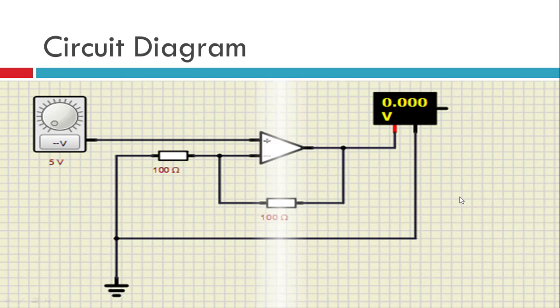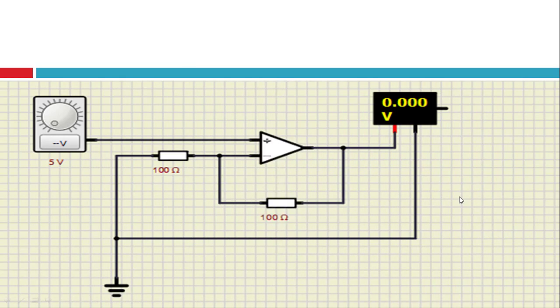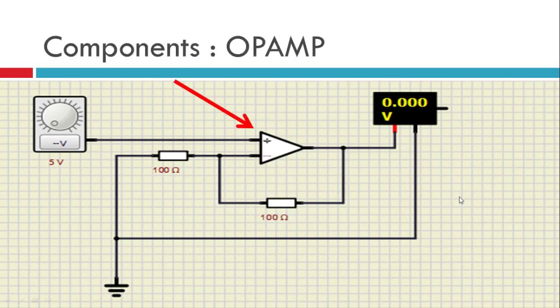So this is the circuit diagram. We'll see each and every component. The very first component is the OPAMP, that is the operational amplifier itself. As we can see, we are connecting the input to the non-inverting end. Then we have a feedback at the inverting end, and we have this output at the voltmeter.